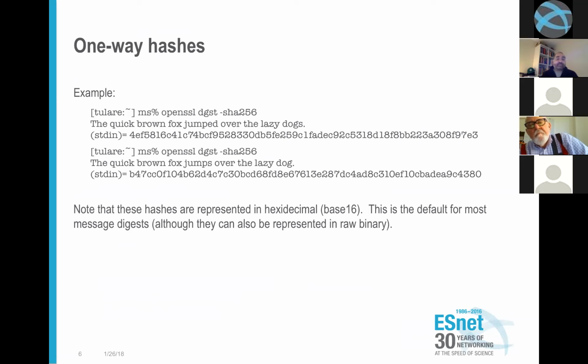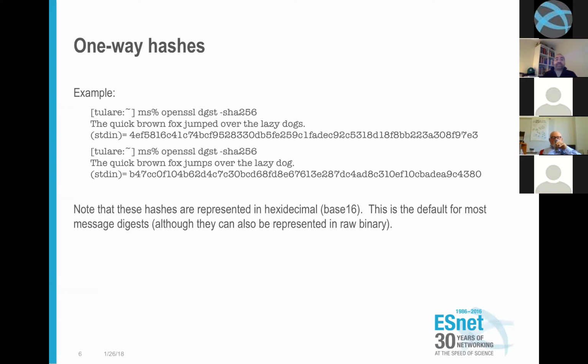Using the OpenSSL software, I just tell it I want a digest of some text. Then I enter in the text in standard input and hit Control-D, and it produces a hash, and you can see the hash that it produces. That hash is a binary blob of data that is represented in hexadecimal. You can see that I did another hash, and I just changed a few things about the text string, and you can see that the hash is completely different.